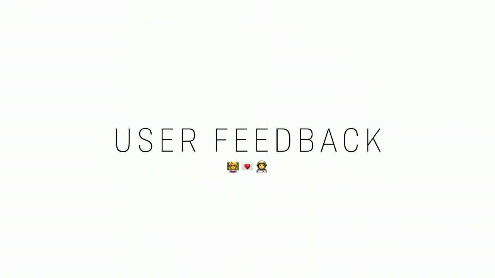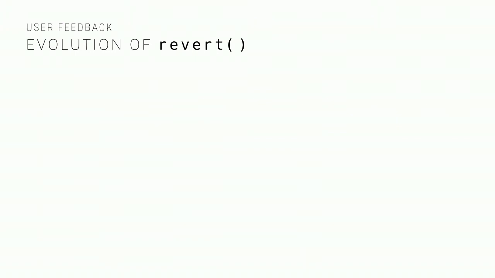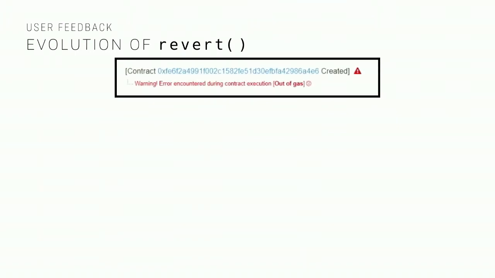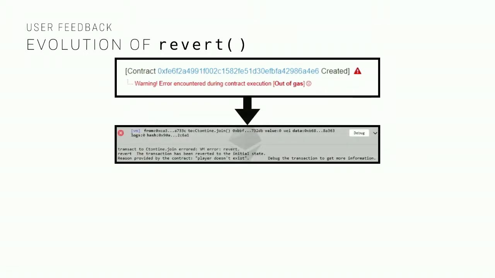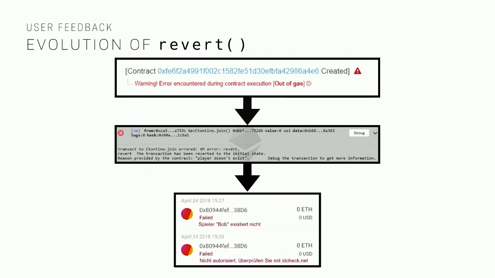And finally, user feedback, which I alluded to a little bit earlier. So revert, something that we have now, etc, which is great. Back in the olden days, something would go wrong and you just get an out of gas error. It's not very helpful. Now we have hard-coded messages. And it would be really great if users could get messages translated in their own language, localized and understood, directly on chain.